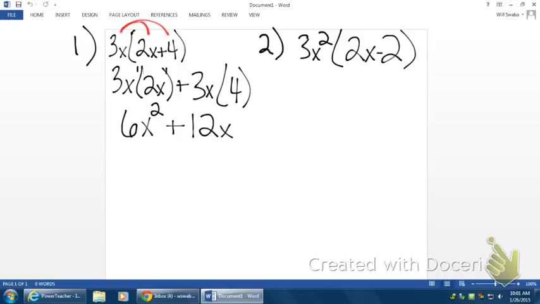So if we had this. All we're going to do here is distribute it, just like we did the first one. Okay? And multiply everything outside the parentheses times everything inside the parentheses. First of all, we're going to multiply the 3 times the 2. That's going to give me 6.